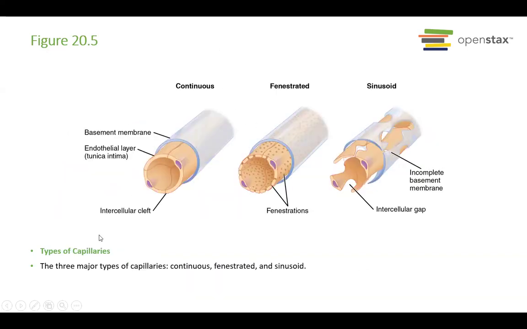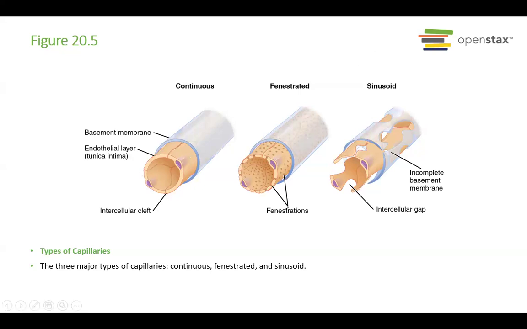So we have different types of capillaries. Some capillaries are continuous, so they have a basement membrane and they have an endothelial layer, and they have gaps. Who gets out of these gaps? The macrophages. They go to the tissue if there's an infection through these clefts. Remember I said endothelial cleft, endothelial gap. Through these gaps, your macrophages are able to get out.